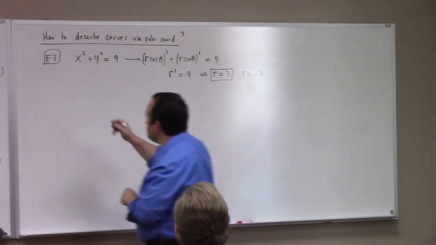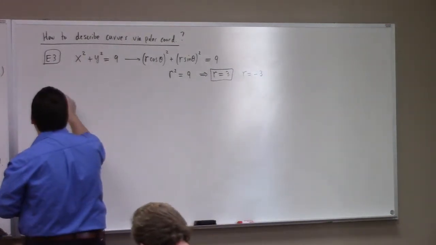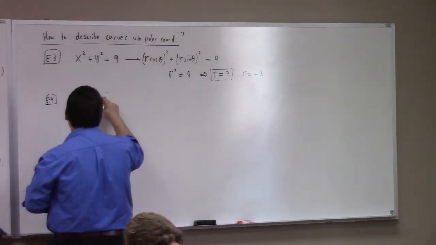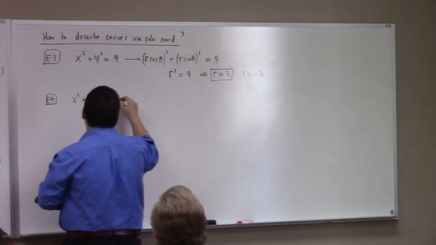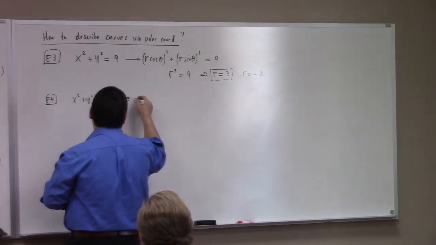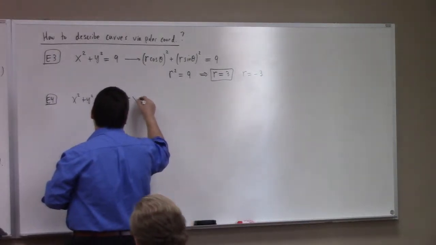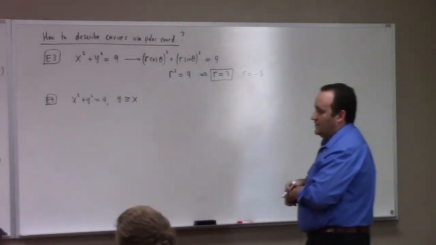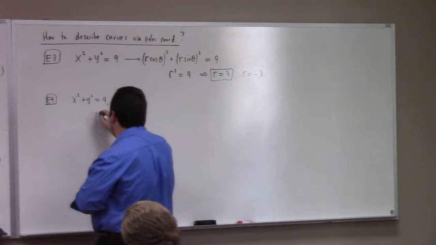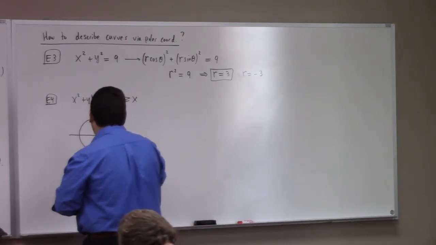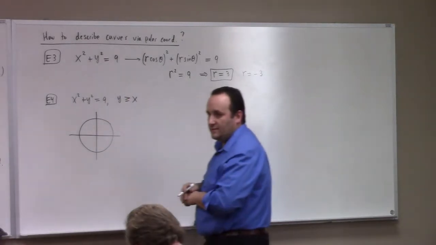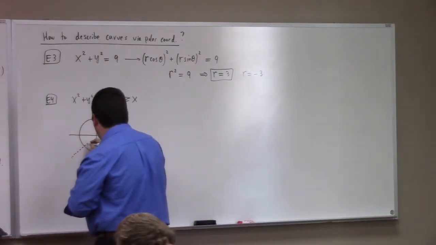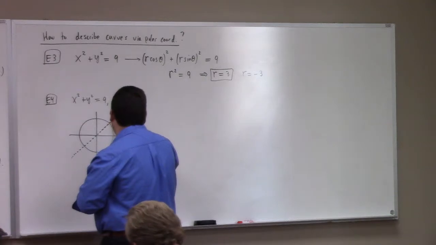How about example 4? Example 4, I've got x squared plus y squared equals 9, and y is greater than or equal to x. What's that look like? Here I would take a graphical approach, right? We already know it's the circle, radius 3, right? And we're looking for points on the circle with y greater than x, right? So here's y equals x, right?